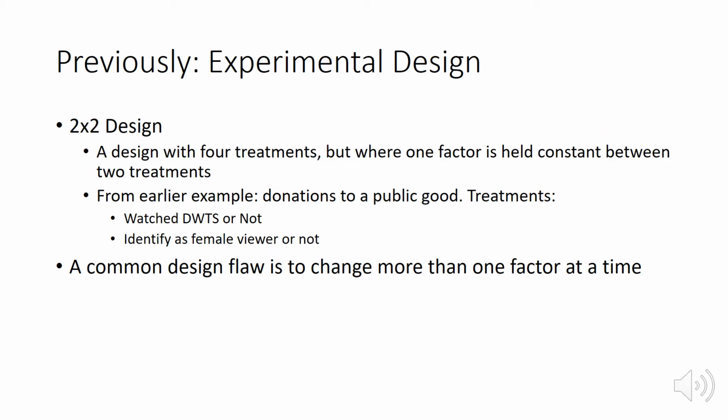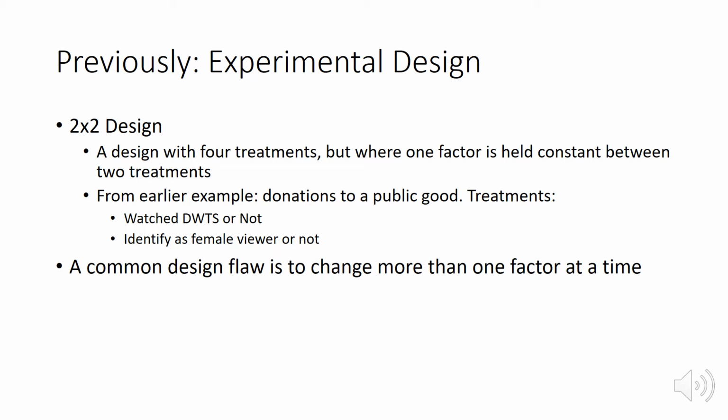So remember when we were talking about experimental design, we used the example of Dancing with the Stars. And we wanted to know how watching Dancing with the Stars makes you feel about Nene Leakes. We wanted to know if watching Dancing with the Stars made your subjective, hedonic interpretation of Nene Leakes better or worse. And to do that, we had this made-up experiment where we're going to split people into groups randomly. Some of them are going to watch Dancing with the Stars. Some of them aren't.